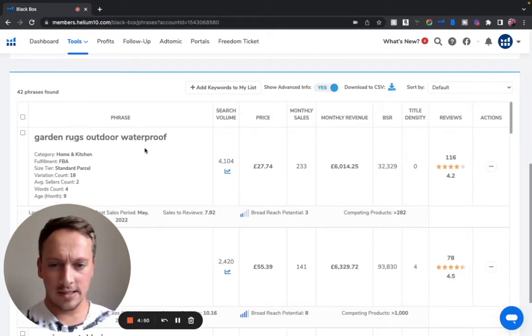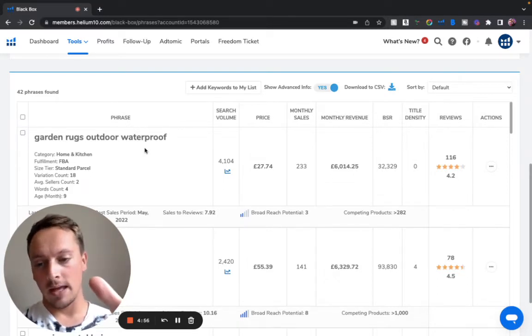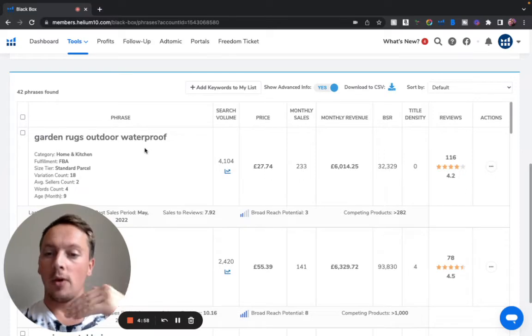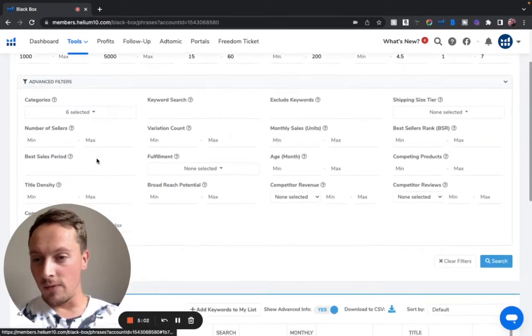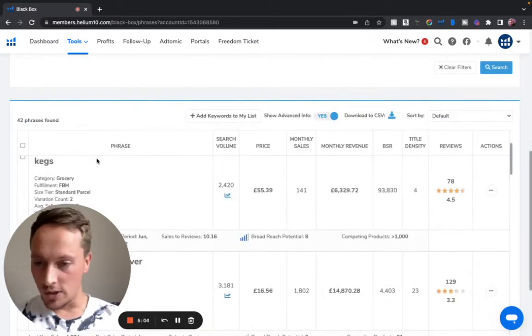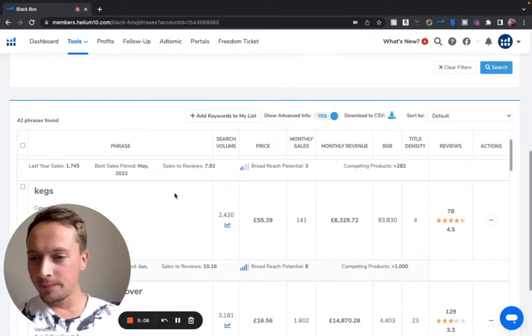Now we're going to start to see quite a lot of seasonal products come into the mix here on the searches on Helium 10 around this type of year. If you don't want them, then obviously you can adapt the filters up there to get rid of them, and a lot of it's going to be home and kitchen and categories like that.